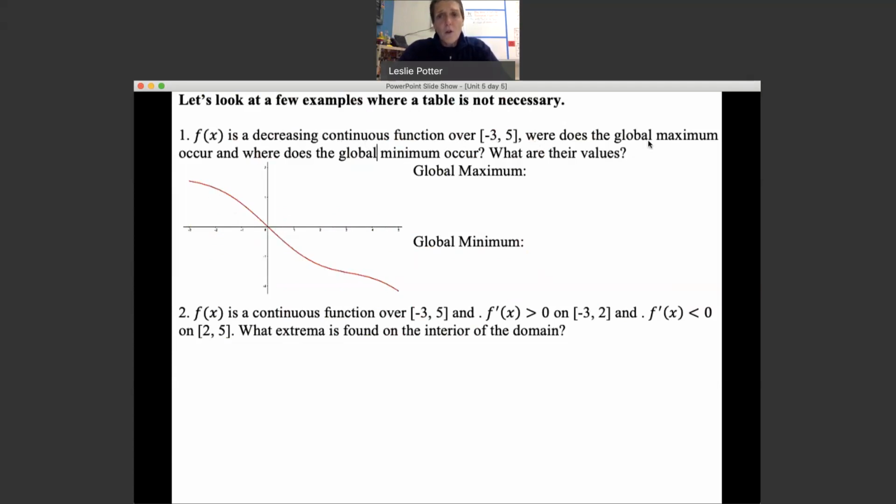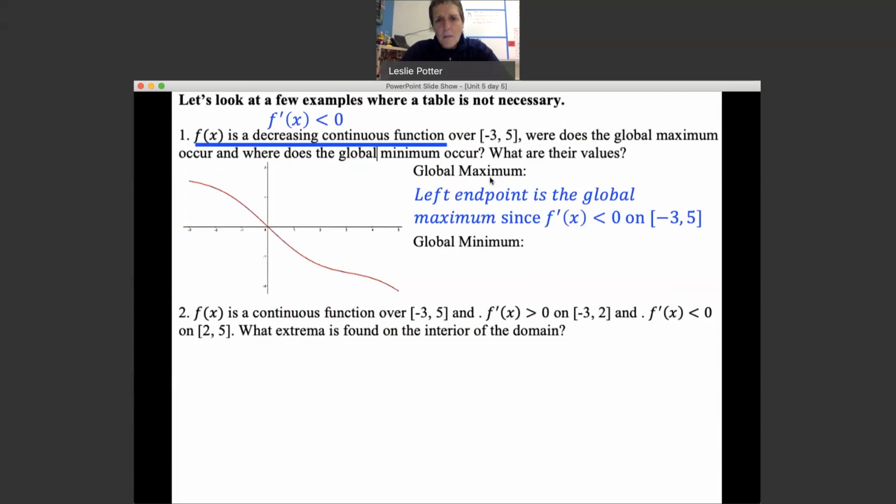It says, where does the global maximum occur and where does the global minimum occur and what are their values? Okay, so we wouldn't even need a picture per se, but I just want to start out with a graphical picture because we have this description here. F of x is decreasing and a continuous function. That means the derivative, like I said, is less than 0. Okay, and so even without this graph, we can determine what the answer is.